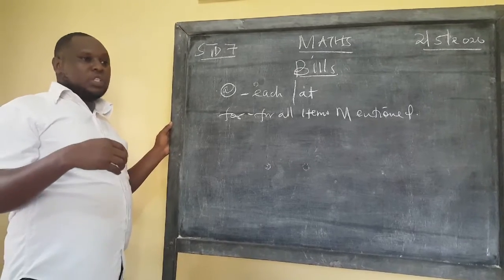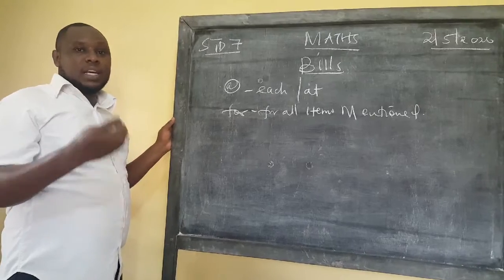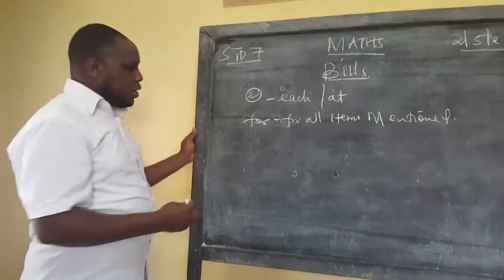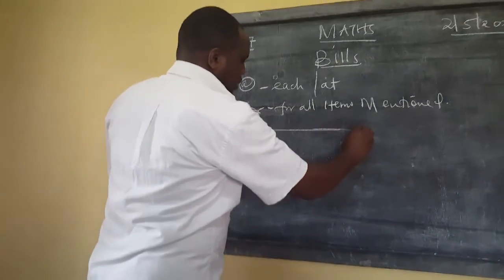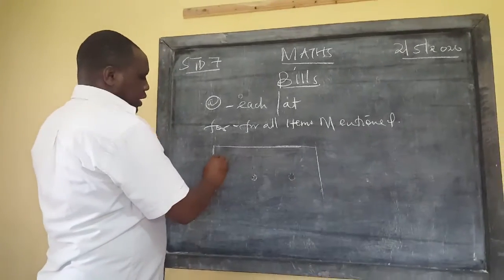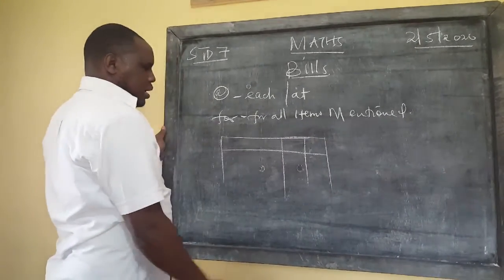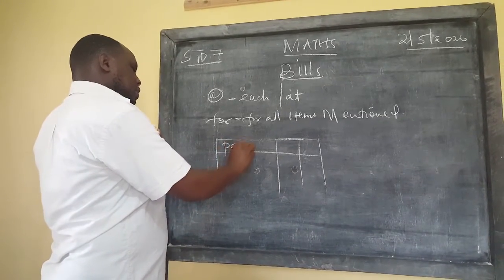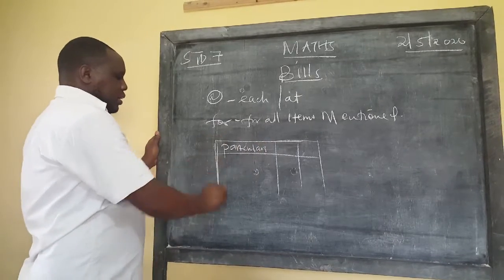For example, if you want to buy some hardware items, you'll find there's a receipt. Most times you are receipted. In that receipt, if you look at it well, it's divided like this into two portions. Then here we have particulars. Particulars in this case are the items that you are buying.